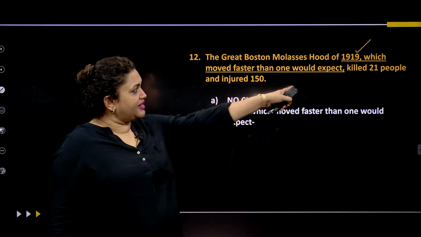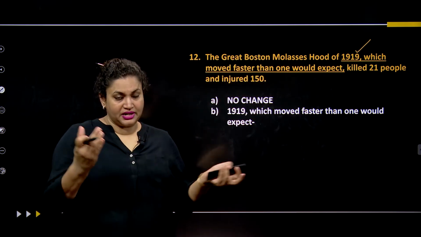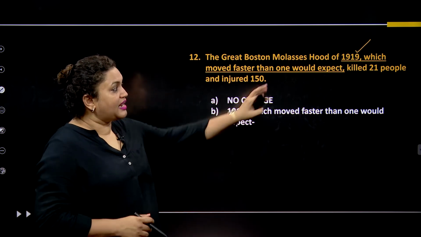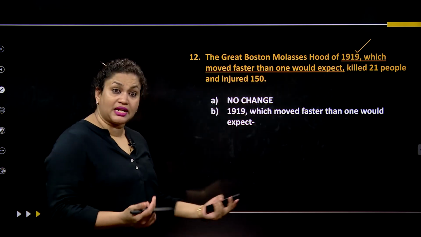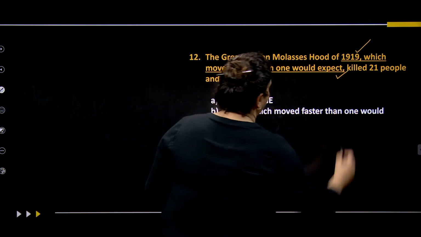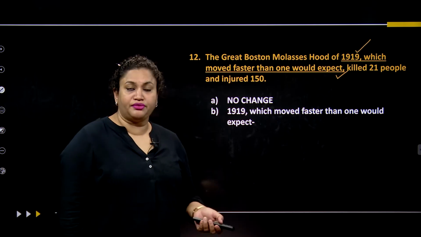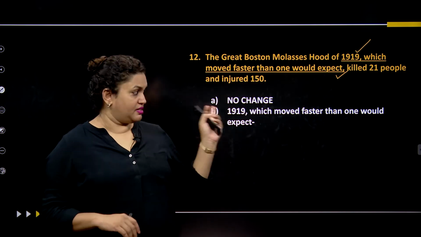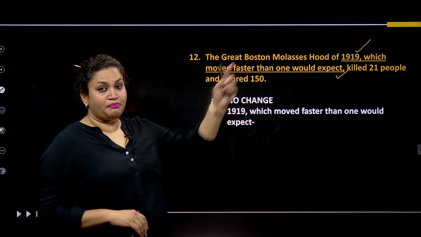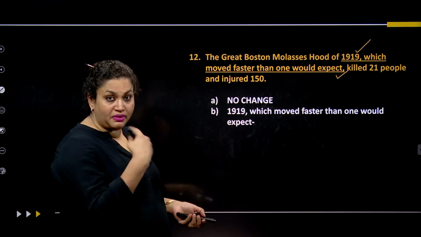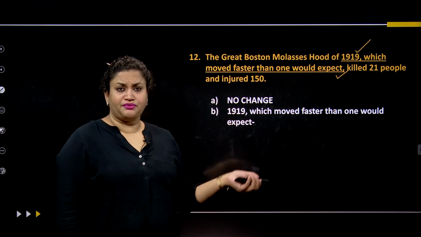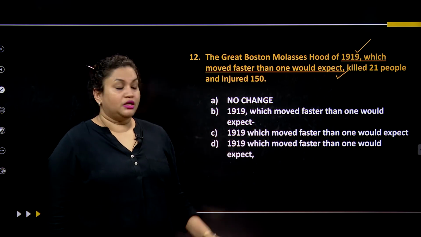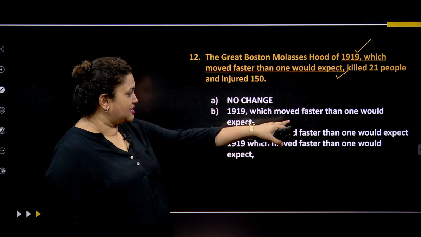Here, "moved faster than one would expect" is an extra aside, a descriptive aside giving extra information, and it has been set off with a comma, which is also in the right position. Therefore, "killed 21 people and injured 150" are two options, and there is no other punctuation that needs to be done. That's the only part that requires it. So, I don't think it requires much explanation, and you can find the answer easily, but still we will go through the options. 1919 comma, which moved faster than one would expect.